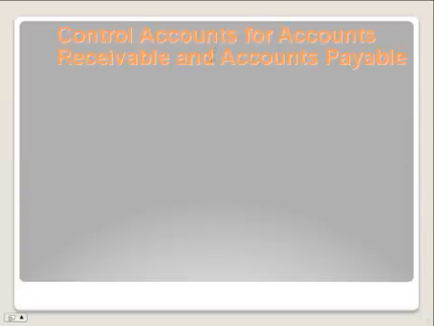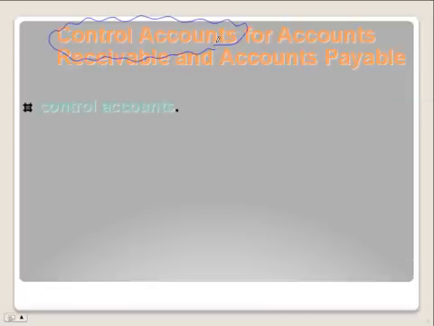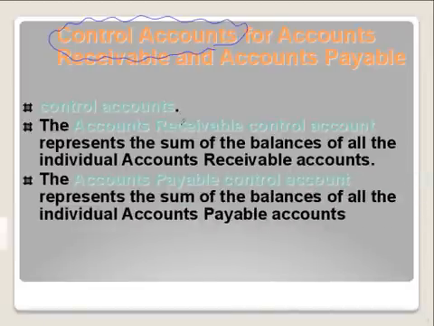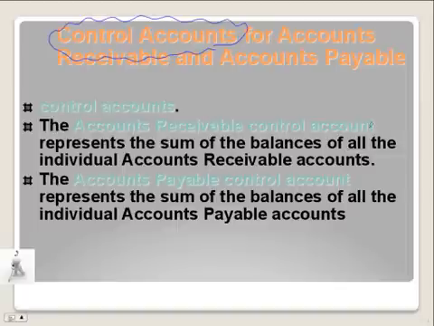Before we move on, it is really important that we talk about something called control accounts. A control account basically is a sum of all of the accounts of that type. So for example, the accounts receivable control account represents the sum of the balances of all the individual accounts receivable accounts. So if you think of a company like Bell Canada, they have hundreds and hundreds, thousands actually, of accounts receivable. All of us owe them money, and if we were listed individually on their worksheet or the balance sheet, it would be ridiculous. So they just put one control account called accounts receivable, with all of the amounts.